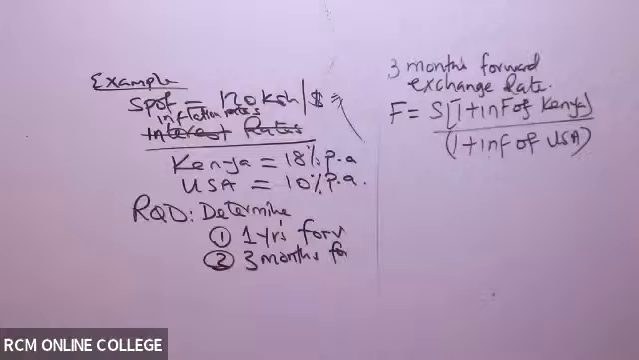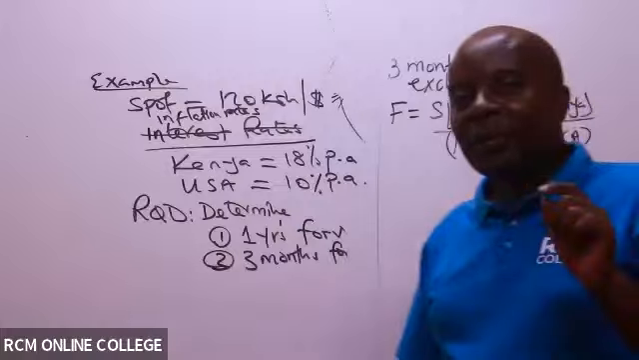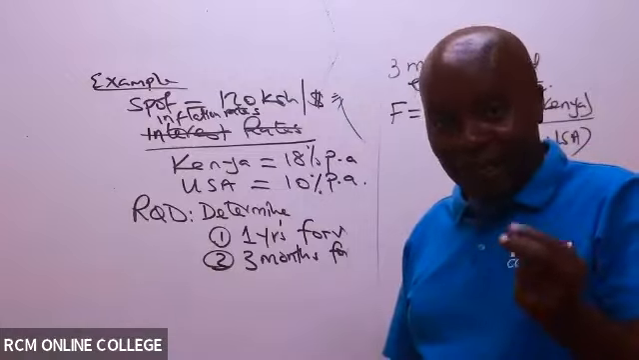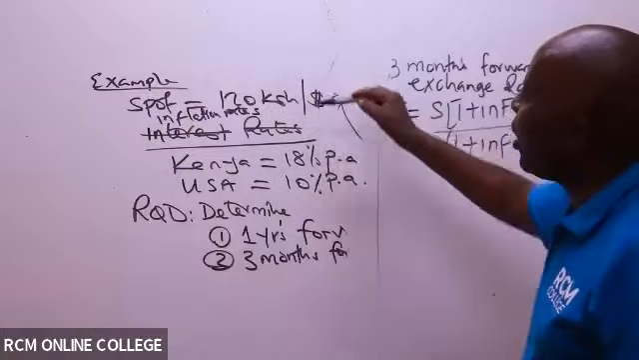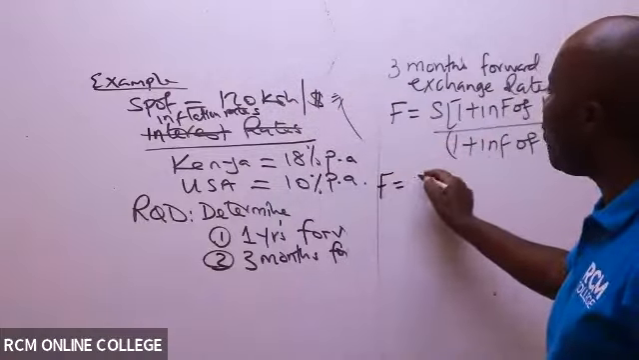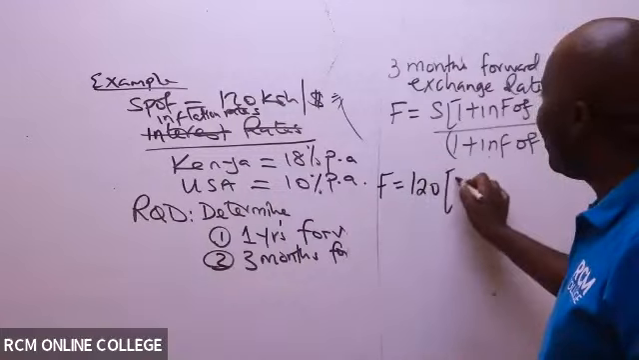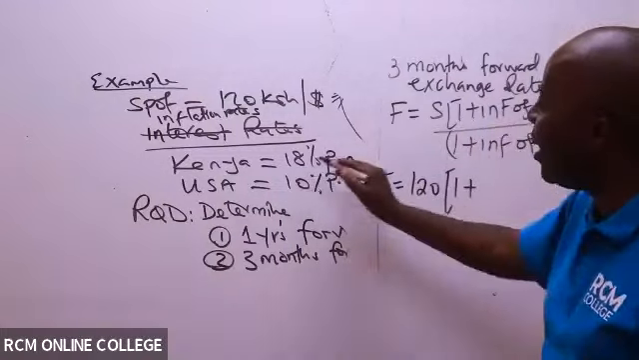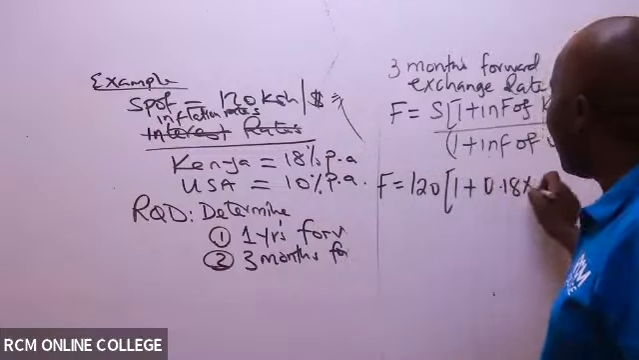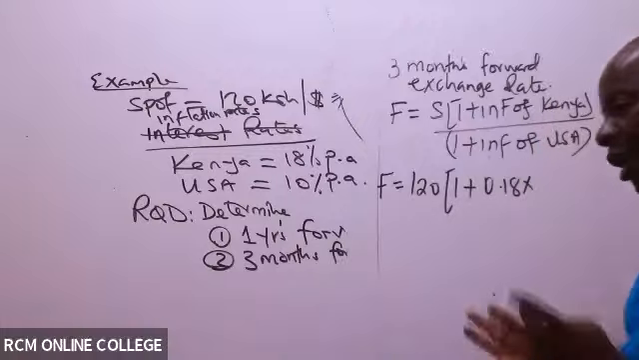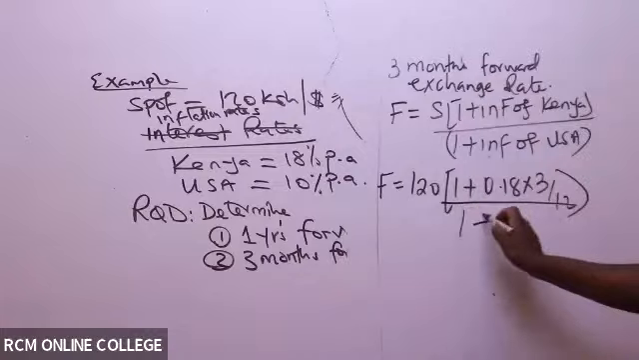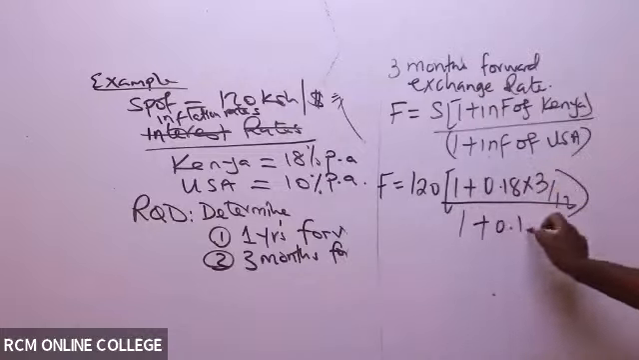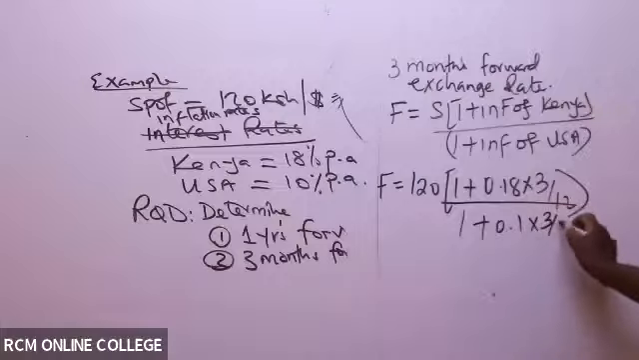All right. So remember, my exchange rates are never expressed in form of percentage. Never. This is money. So here we have to prorate to a right. Remember, Kenya shilling is on top. Dollar is below. So in that case, my forward exchange rate will be the spot, which is 120 into 1 plus the inflation rate of Kenya, which is 18%. But you see, 18% is for a whole year. So times 3 over 12, 3 months. All over 1 plus inflation of the USA. Inflation of the USA is 0.1 times 3 over 12.